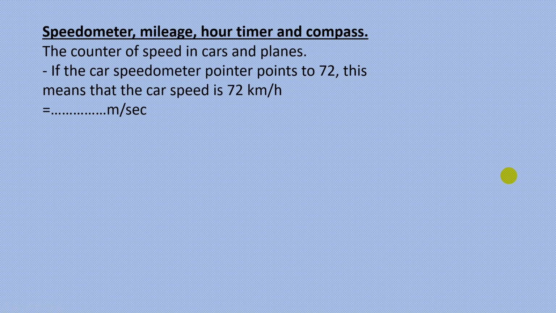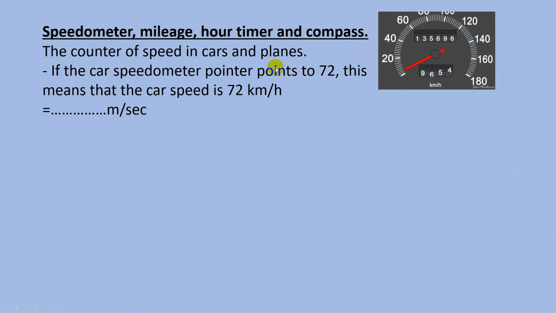The speedometer. The speedometer is a counter used in cars and planes, as you see in this slide. If the car speedometer points to 72, this means that the car speed is 72 kilometers per hour. So he wants to change this value, 72 kilometers per hour, to meter per second.